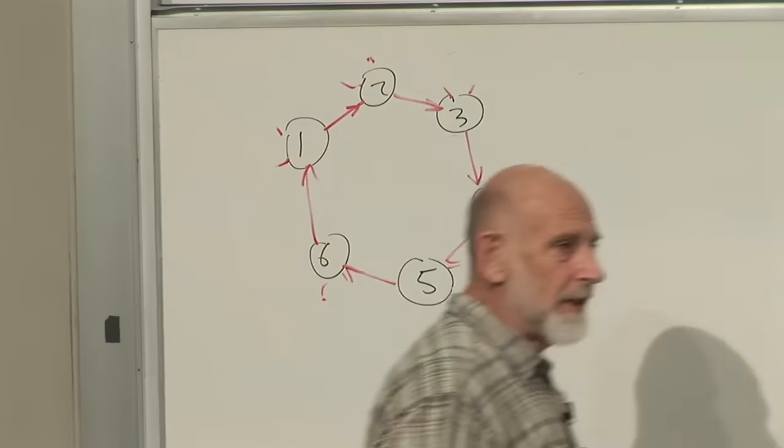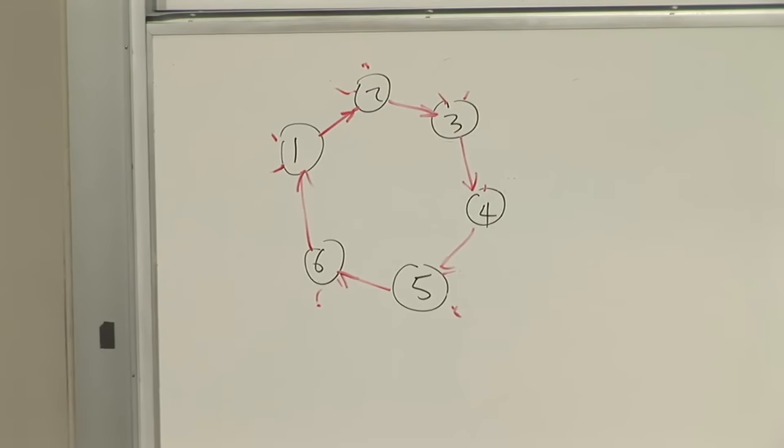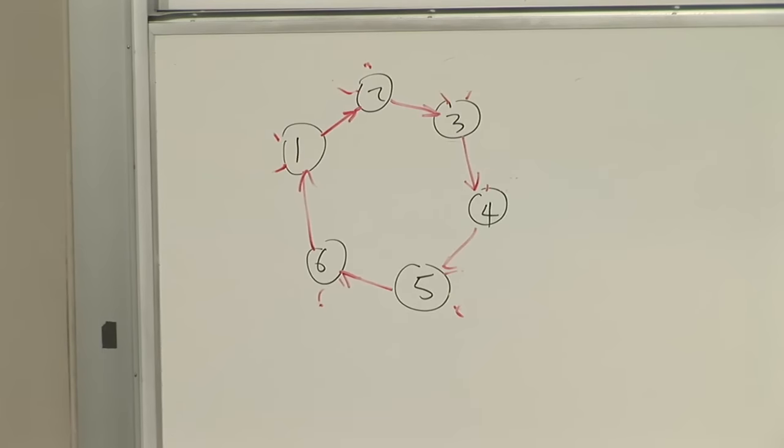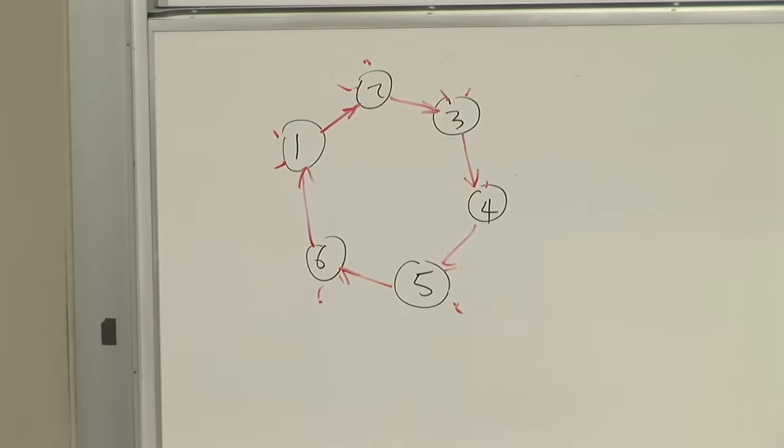1 goes to 2, 2 goes to 3, 3 goes to 4, 4 goes to 5, 5 goes to 6, 6 goes back to 1. I'll leave it to you to try to write an equation for this, an equation of motion. It's not hard to do. I'll just leave it to you to do.